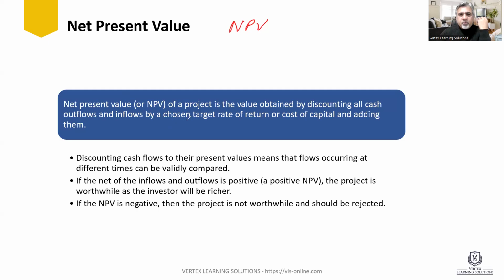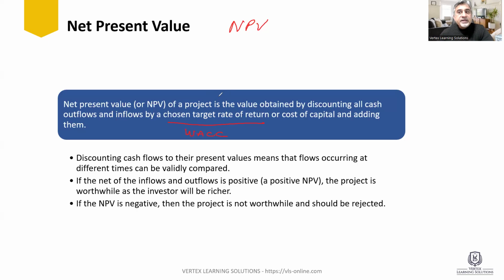Now, of course, when you discount them, you need a discount factor, and that discount factor we are calling the chosen target rate of return. Generally, this is WACC, weighted average cost of capital. We will learn what cost of capital is, but whatever the WACC of an organization is, you always discount the cash flows with the cost of capital.